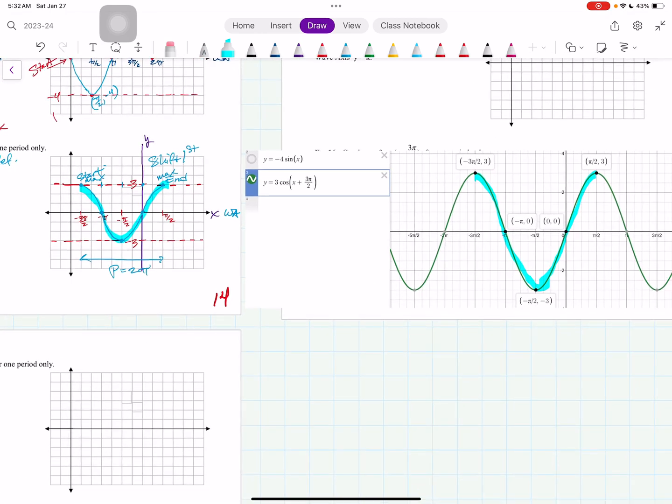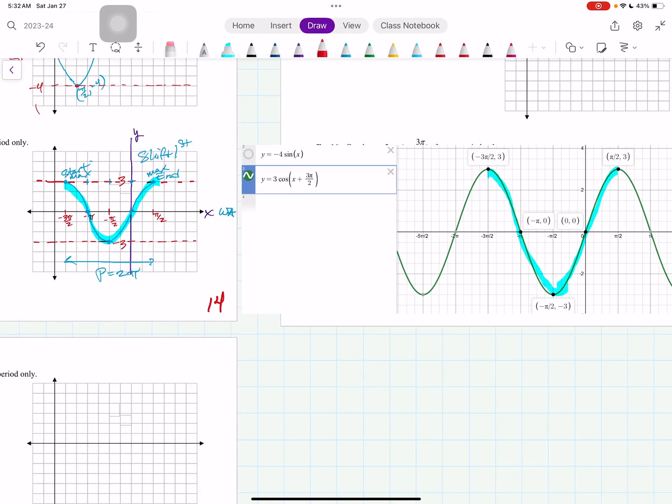All right, so over here on the left side in our OneNote here, we started at negative 3 pi halves comma 3. That's where we started. We go down to a minimum, and that looks like negative pi halves comma negative 3. That's the same as Desmos here. So again, I'm comparing. And then it goes to the origin, 0, 0. And then it ends at a max. And that max looks like pi halves comma 3. So pi halves comma 3. There we go.